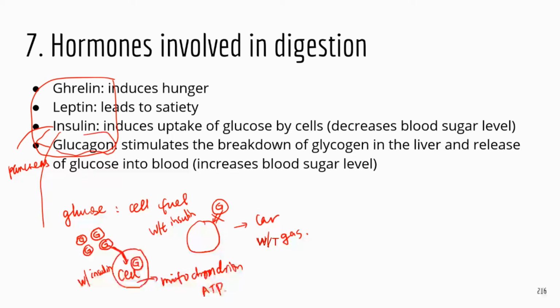Next hormone is glucagon. So glucagon almost does the opposite. Glucagon will increase blood sugar level. I forgot to mention that insulin decreases blood sugar level because the glucose is taken in by your cells, right? So their level in the blood will drop. Now, glucagon does the opposite. Glucagon is going to increase your blood sugar level by stimulating the breakdown of glycogen in the liver.